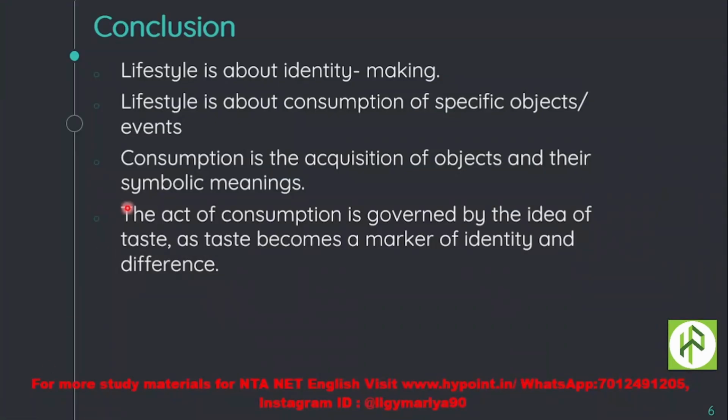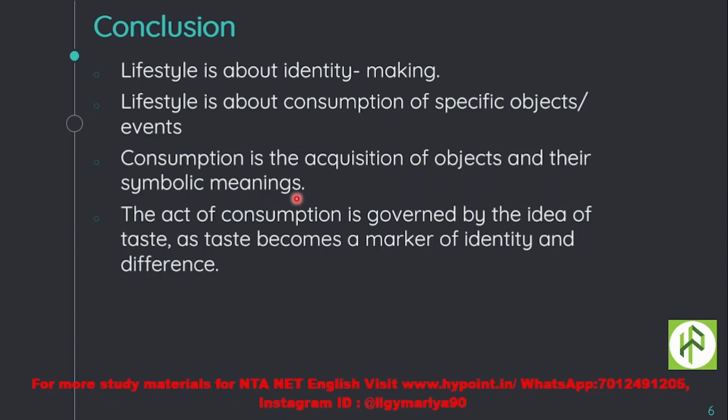Now, let's have the conclusion about lifestyle. Lifestyle is about identity making, that we have already discussed. Lifestyle is about consumption of specific objects or events. Consumption is the acquisition of objects and their symbolic meaning. We are not simply consuming certain products. We are seeing those products in ads, when people are using them. When we see that by using those items, objects and things, they are getting a kind of meaning, a relevance, a kind of value, we actually want them as ours.